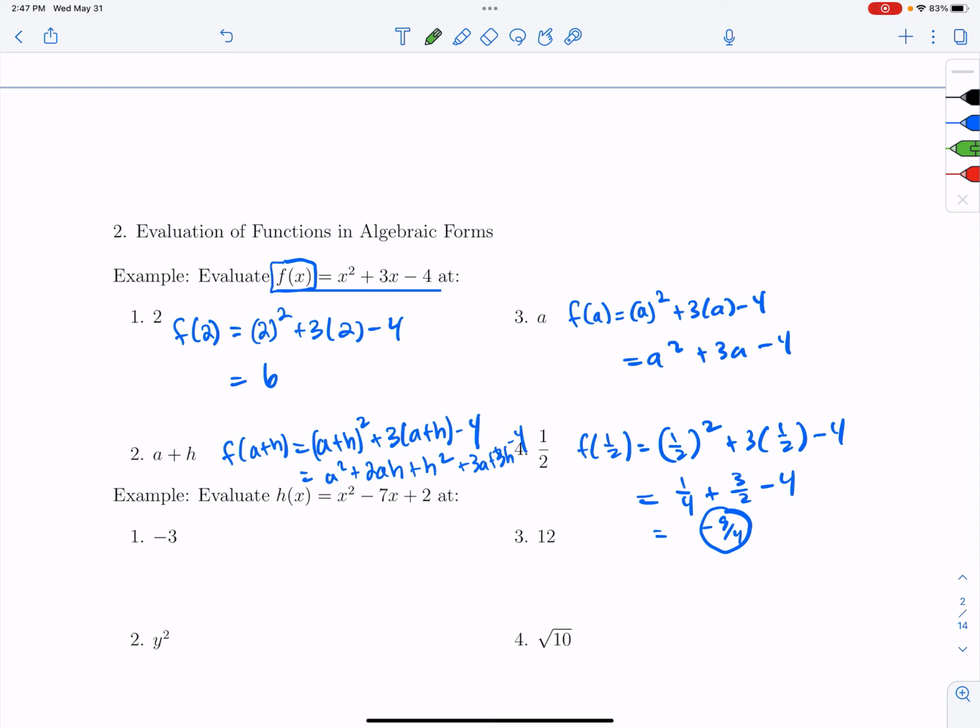Okay, this next example is quite similar. Why don't you try that one on your own? So hit pause on the video, see if you can do it, and then press play, and I'll go through it.